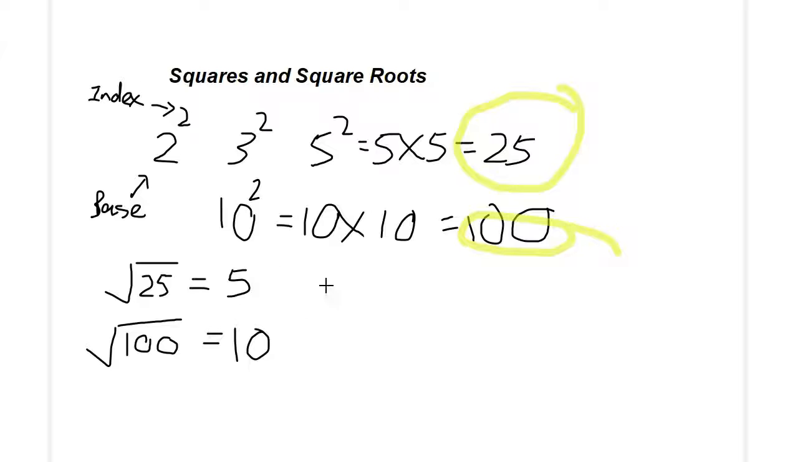Of course, all these numbers here are considered perfect squares, which means 25, 100, and like 3 squared is 9, right? So 9 is also a perfect square. The reason it's called a perfect square is that when you square root it, it will give you a nice whole number, which is not a fraction or anything. So it'll give you 3, because 3 squared is 9, right?